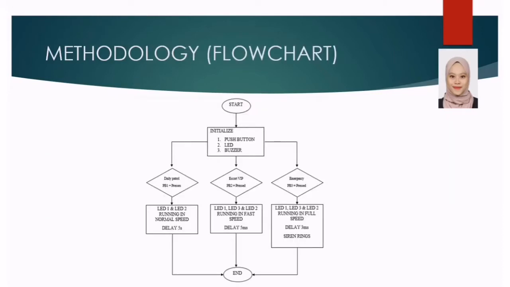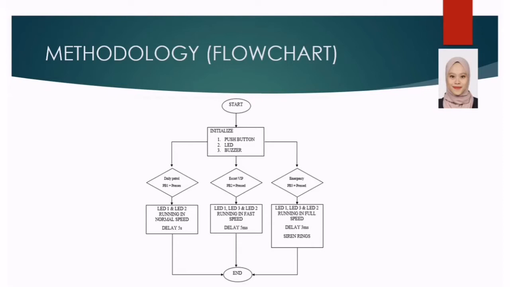This is our flowchart for Poly-Slide. First, start and then initialize push button, LED and buzzer, and it will be split into 3 types of process. For daily patrol, PB1 is pressed. When it's called VIP, PB2 is pressed. When emergency, PB3 is pressed.